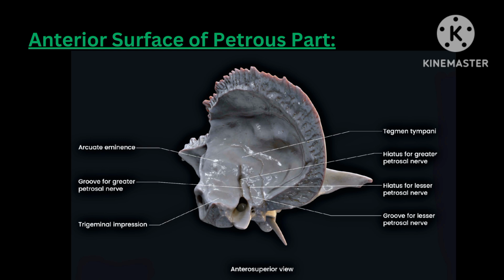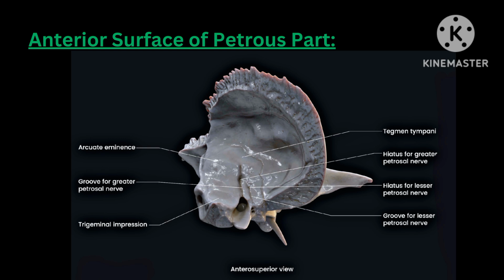The anterior surface of the petrous part of the temporal bone features tegmen tympani, arcuate eminence, hiatus for greater petrosal nerve, hiatus for lesser petrosal nerve, trigeminal impression. The tegmen tympani is the roof of the tympanic cavity. It is a thin bony plate found on the pyramid of the temporal bone anterolateral to the arcuate eminence. The arcuate eminence is an elevation on the anterior surface of the pyramid. This eminence is produced by the underlying anterior semicircular canal.